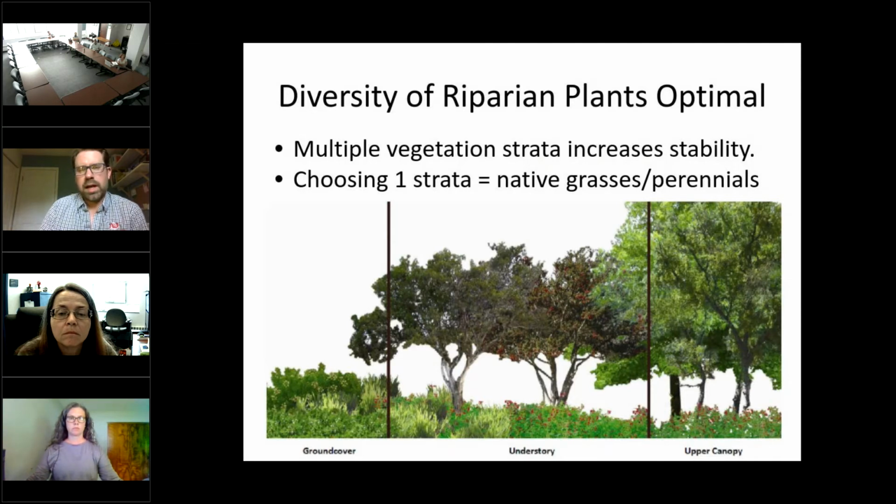But oftentimes we're not planting trees in these areas and we're just choosing one method. So if we're doing maybe just seeding or some planting and you had to choose one stratum, I would say focus on those native grasses and some of those perennials. That's going to be the best bang for your buck, and it's probably going to provide the best and most stabilization the quickest.